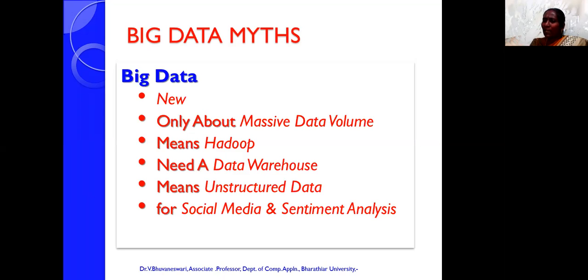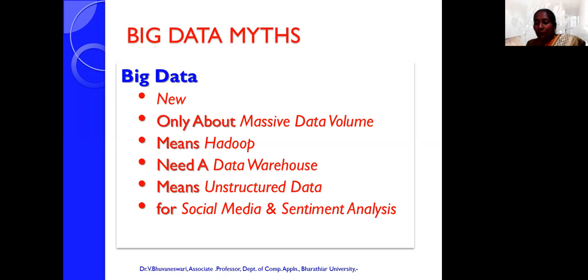It means only Hadoop and infrastructure. You need a data warehouse. Is data only from social media? I call it big data. It's only for opinion mining. So these are some myths people have: that big data is new, that it is only a massive volume of data, that it's only Hadoop, that you need a data warehouse, that you need unstructured data, and that it's used for social media and sentiment analysis.